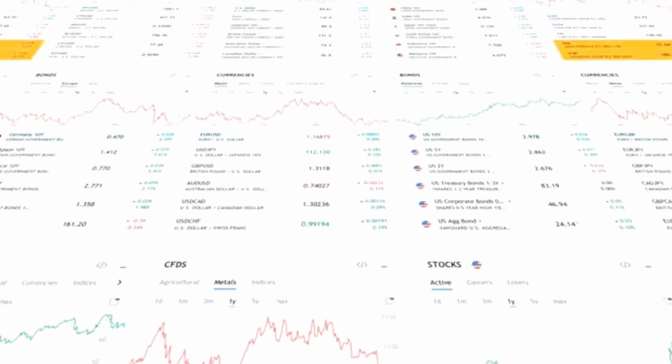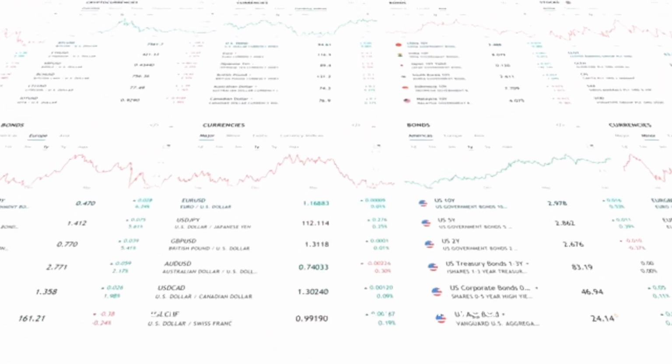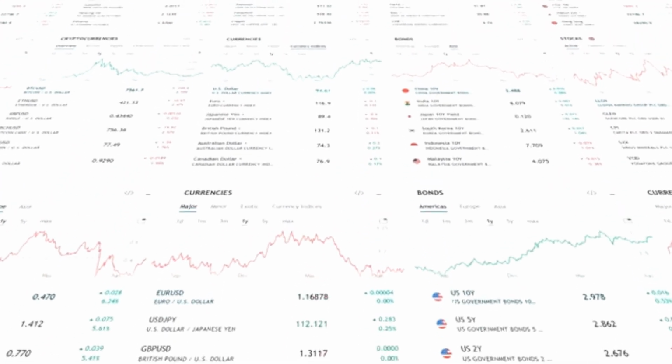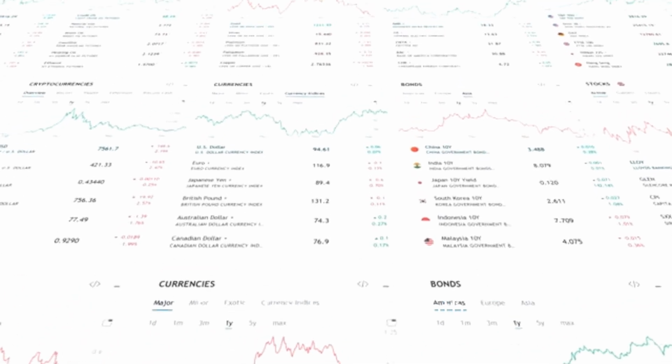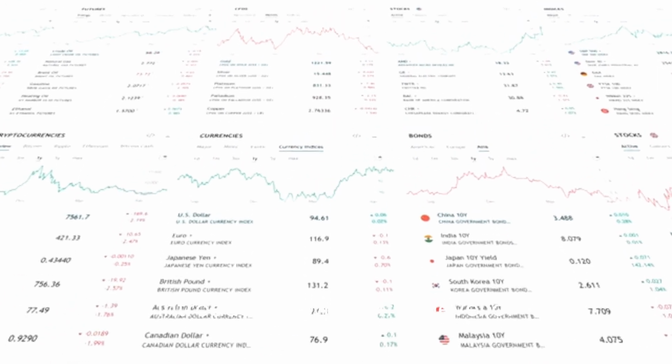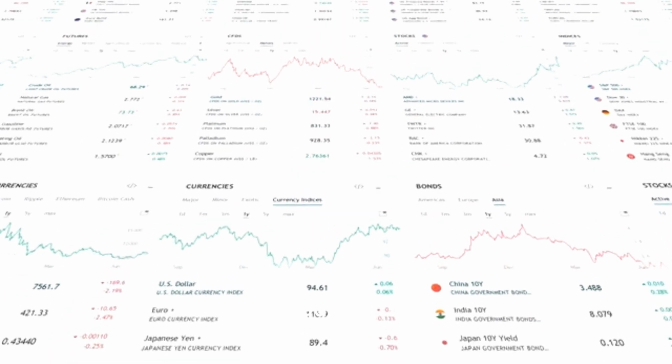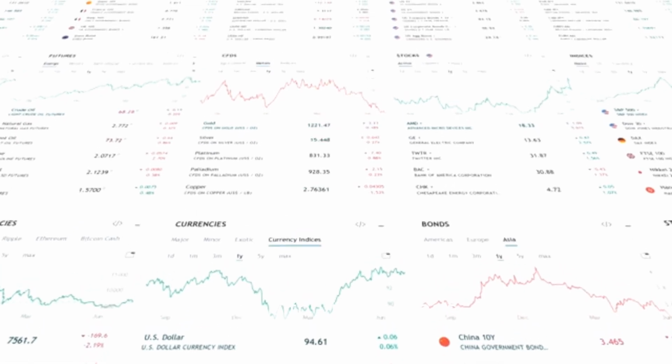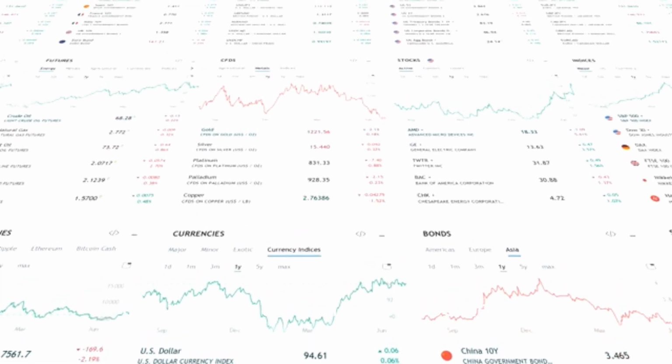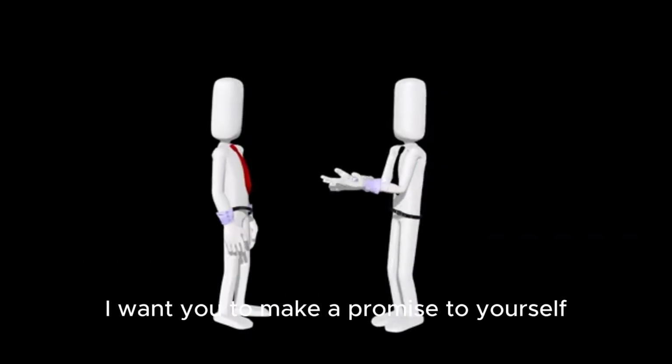My advice? Don't touch real money until you can consistently generate profits in your demo account for at least a few months. Trading with real money introduces a whole new level of emotion, fear, and greed that you just don't feel with virtual funds. Demo trading helps you build the discipline and confidence you need to handle those emotions when the stakes are real. So I want you to make a promise to yourself.